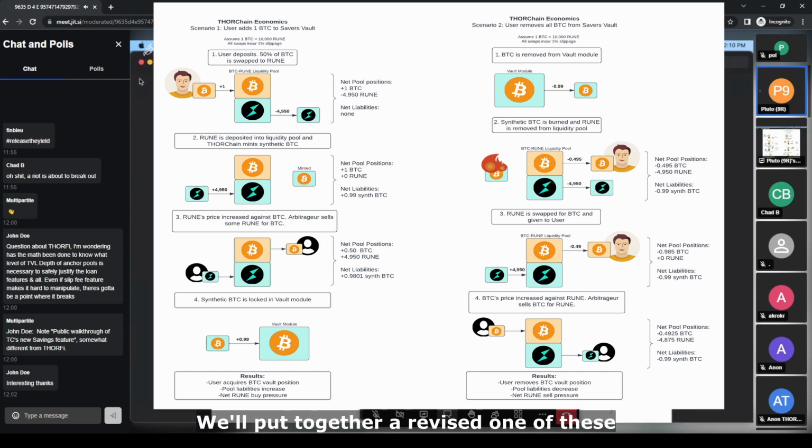We'll put together a revised one of these and send it back out in the core channel, or sorry, in the mainnet channel. But let's jump in now. Actually first, are there any questions about that? Because it was a little bit confusing. Does anyone, we can clarify any specifics? Well, we'll fix the image and we'll post it into the economics channel. This is an economics thing.